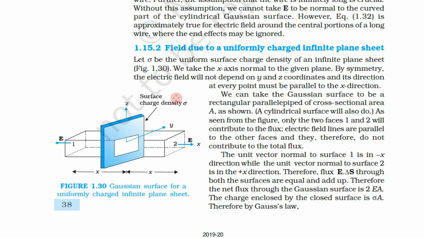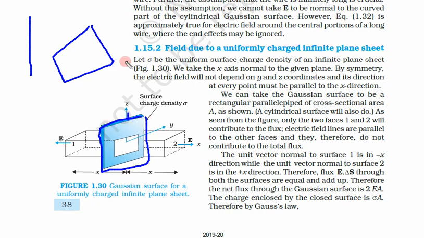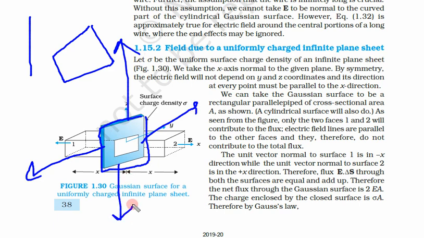The second application is the field due to a uniformly charged infinite plane sheet. So the first case was simply a wire. Now we have taken a sheet, infinitely long. Here you are seeing this much big piece of the sheet, but it is not just this. It is extending infinitely in the z as well as y directions. We have taken a small piece to solve this, but it is infinitely long in z and y directions. So first let us understand the diagram, then we will solve this.